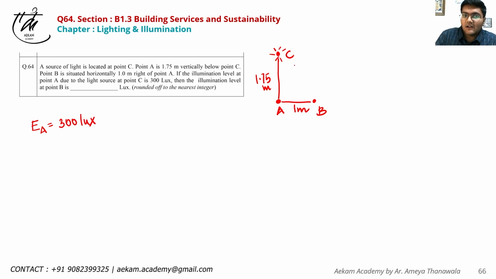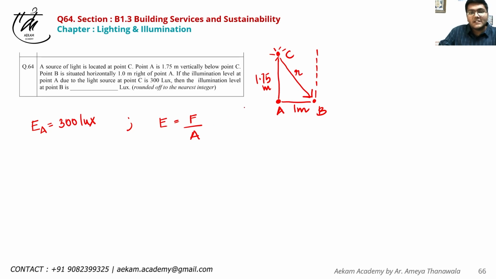Okay, so now I have to find what is the illumination level at point B. As we have seen, illumination is your luminous flux upon area, but this is only true when your light source is perpendicular to your working plane, right? Now if you see, there is an angle theta here, right?